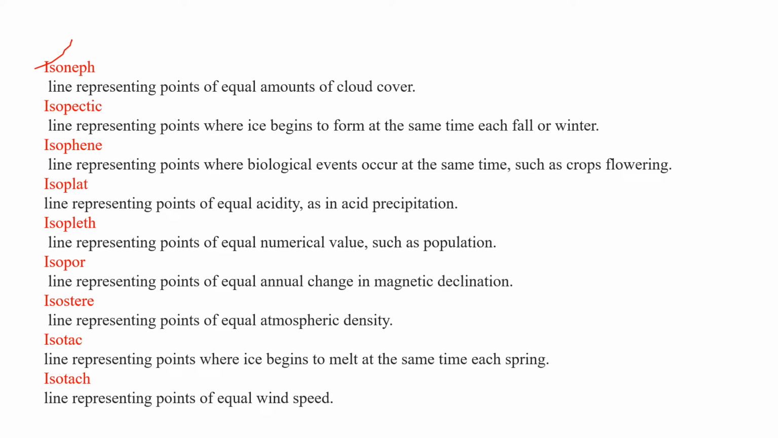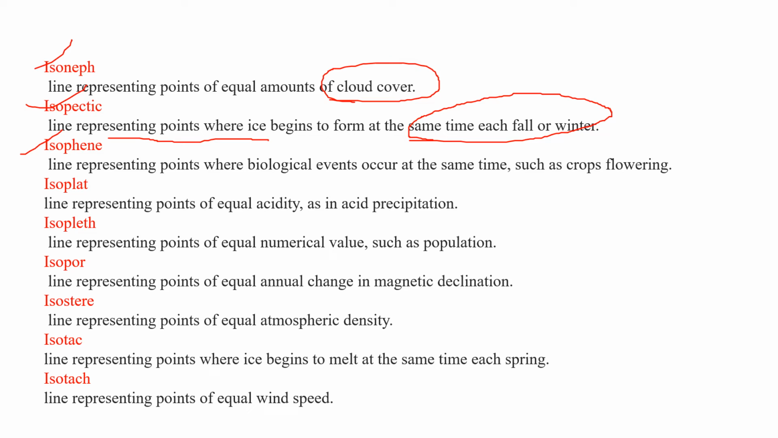Next, isoneph. Isoneph is cloud cover, equal amounts of cloud cover. Isopectic means the line representing points where ice begins to form at the same time each fall or winter. Isophane is a line representing points where a biological event occurs at the same time, such as crop flowering or fruit flowering. All depends on the same time periods when these events occur, then that line is known as isophane.